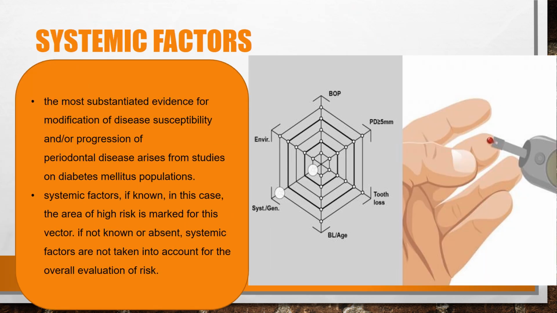Then coming to the systemic factors, we are considering only the presence of systemic factors. The most sustained evidence for modification of susceptibility or progression of periodontal disease arises from studies on diabetes mellitus, so we are considering only diabetes. If it is absent, systemic factors are not taken into consideration for the other factors. So it is present or absent, and if it is present, it is high risk category.